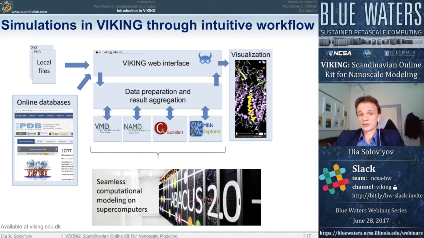Basically, any user can get access to Viking and then use it to do some simulations, as I just described. Also, Viking is linked to some standard databases, like for instance the Protein Data Bank, which is important to mention here because it provides input for many structures of proteins. By having a direct link to the Protein Data Bank from Viking, it makes it easy for many users to start looking at some specific protein systems.